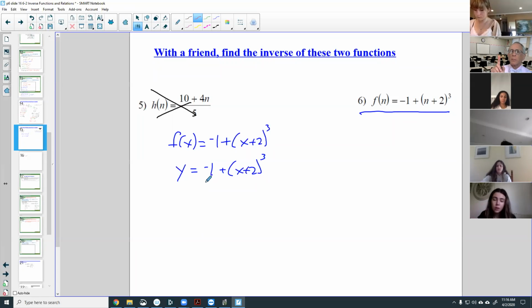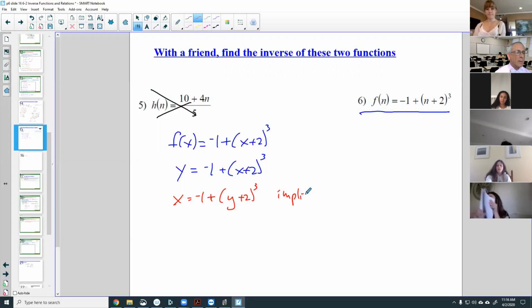What is it? Somebody tell me. Is it x equals -1 plus y plus 2 cubed? Yes, that's exactly right. I'm just going to switch my x's and my y's. So I go x equals -1 plus y plus 2 cubed. And that is the implicit form of the inverse.